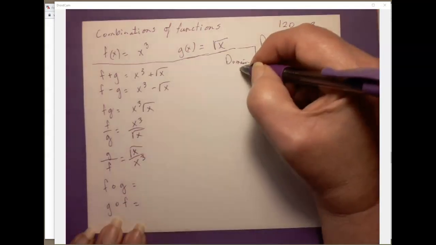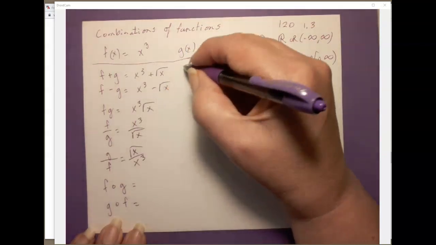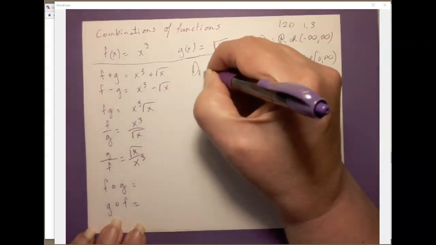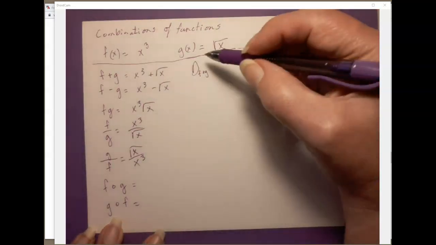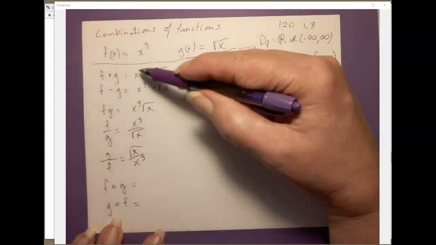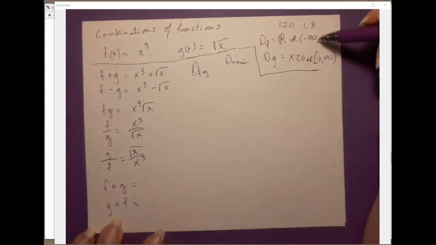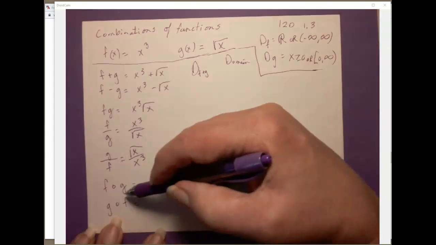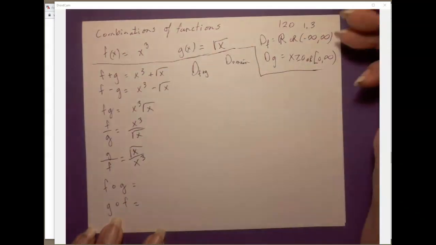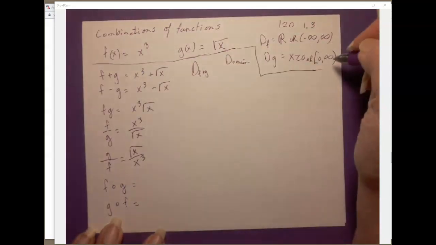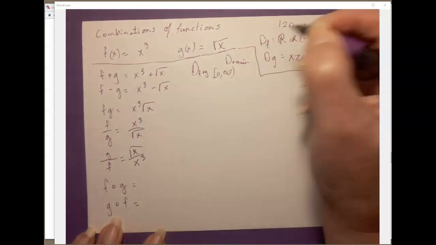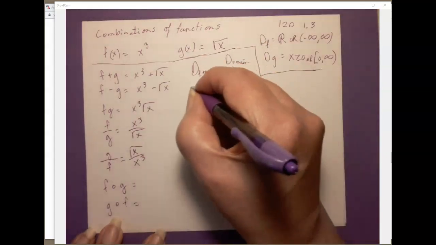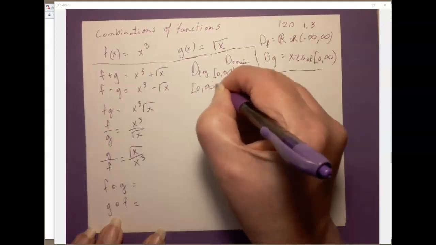So let's talk about the domains here. The domain of this one, and you could write domain of f plus g, but I'm writing it right beside it, so I don't need to write all that. It's going to be the intersection of these two domains. So what they both share is what the domain of their combination is going to be. These are compositions, these are combinations. So the domain of the combination here is going to be 0 to infinity. The same will be true here, 0 to infinity.